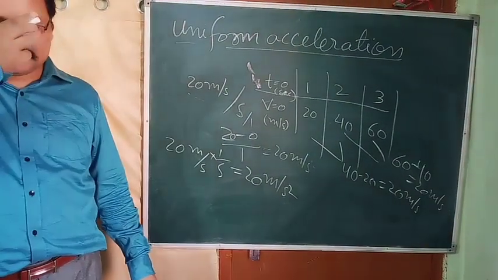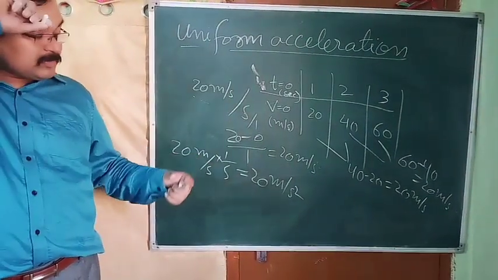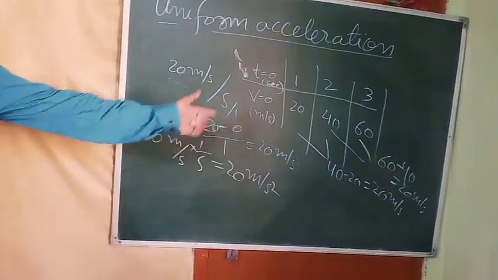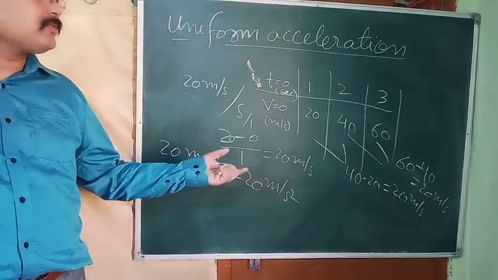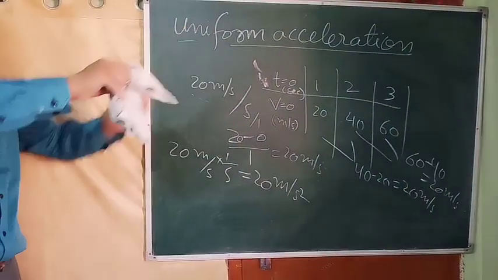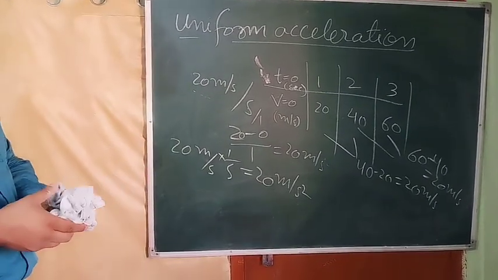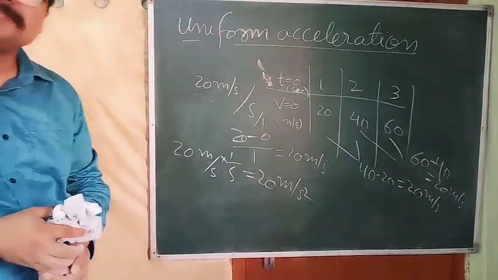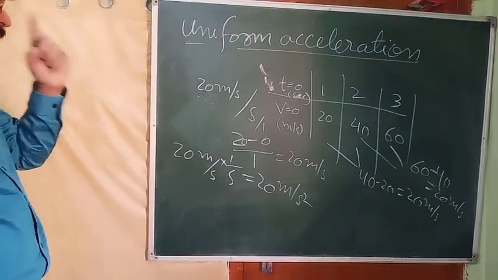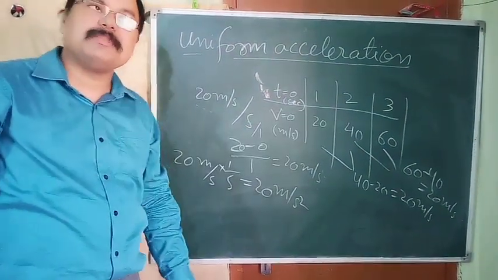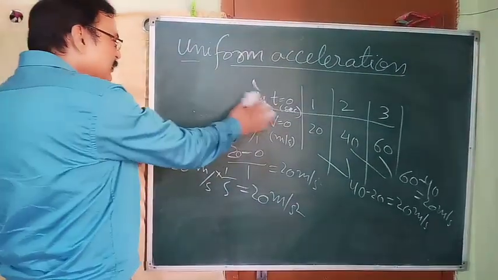Because every second the velocity is changing by 20 meter per second, it is increasing over here. Somewhere else it may decrease also, but it is changing by an equal amount. When it is increasing by an equal amount or decreasing by an equal amount, we call it uniform acceleration. Again the same thing, however small the time intervals may be. So start writing.